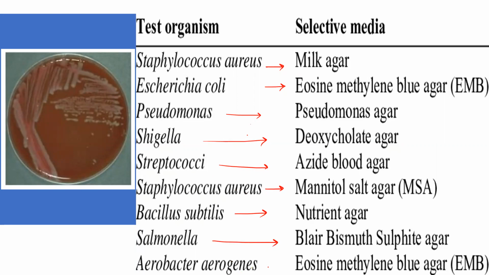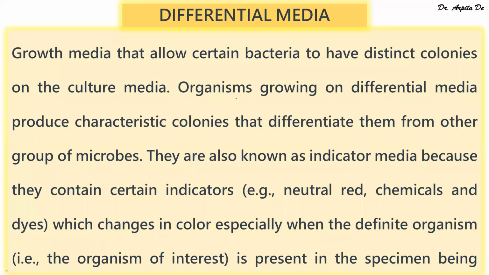Aerobacter aerogenes, they grow on EMB, eosin methylene blue agar, like this. Now coming to differential media. What is it? Growth media that allows certain bacteria to have distinct colonies on the culture media. Organisms growing on differential media produce characteristic colonies that differentiate them from other groups of microbes.